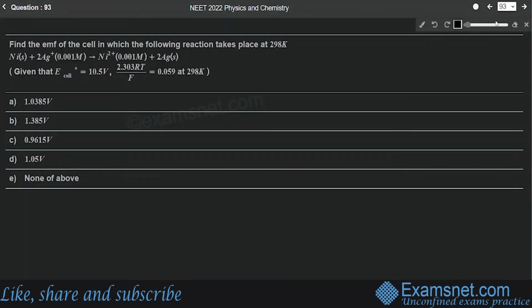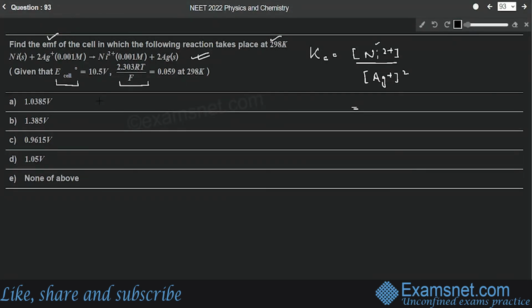Question number 93 is from the chapter electrochemistry, and the question is: find the EMF of the cell in which the following reaction takes place at 298 Kelvin. Okay, so this is the given reaction. E naught cell is given and the value of 2.303 RT by F is also given. Now if you find the Kc, that means the equilibrium constant of the reaction, then it will be equal to the concentration of nickel ion by concentration of silver ion raised to the power 2. Okay, nickel is the product and silver is the reactant, right?